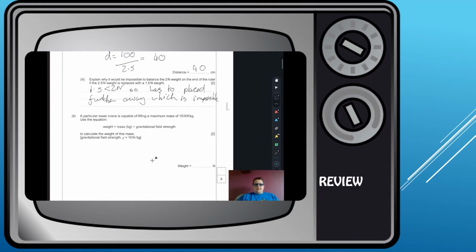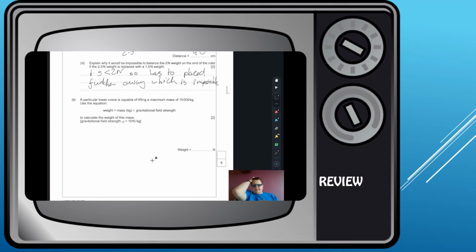Okay, a particular tower crane is capable of lifting a mass of 15,000 kilograms. Calculate the weight of this mass, so we're going to do 15,000 multiplied by 10 to get 150,000 for 2 marks. Nice and simple to get us going.